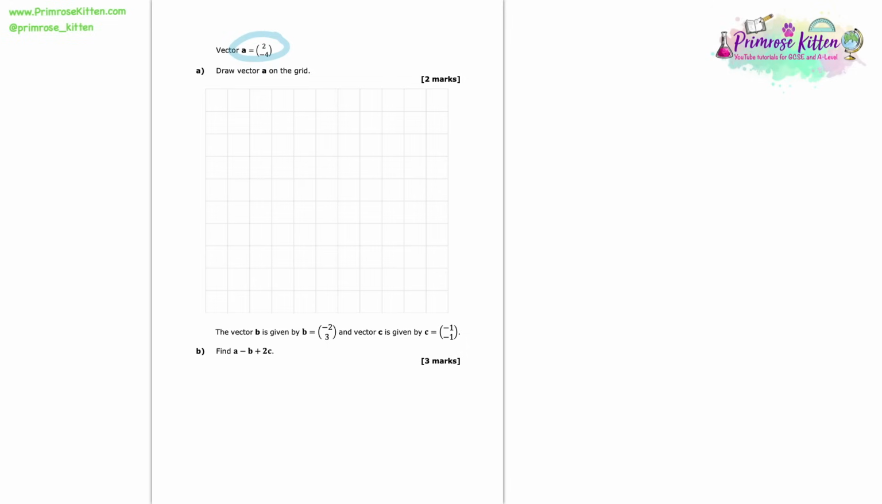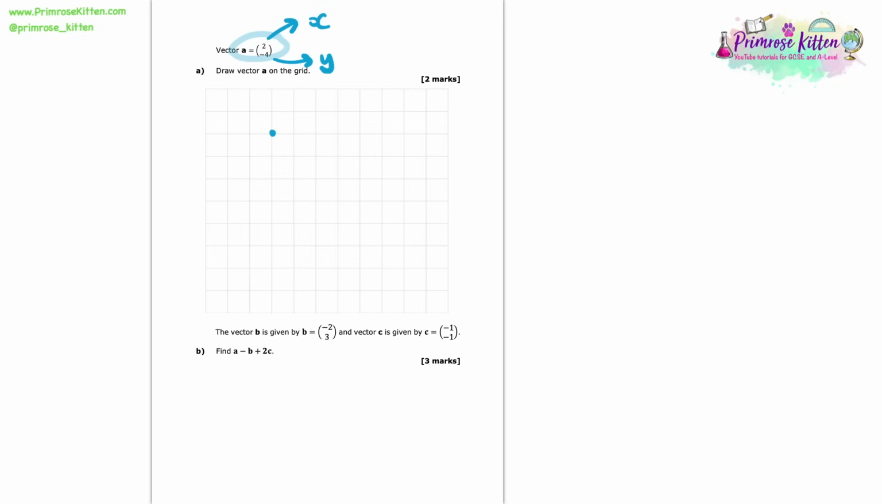So what we need to understand is that the top part of this vector tells us what's happening in the x direction, whereas the bottom part of the vector is telling us what's happening in the y direction. Now this vector A we can draw at any starting point on this grid. It doesn't really matter so long as you can fit in the whole vector. So let's imagine we start here.